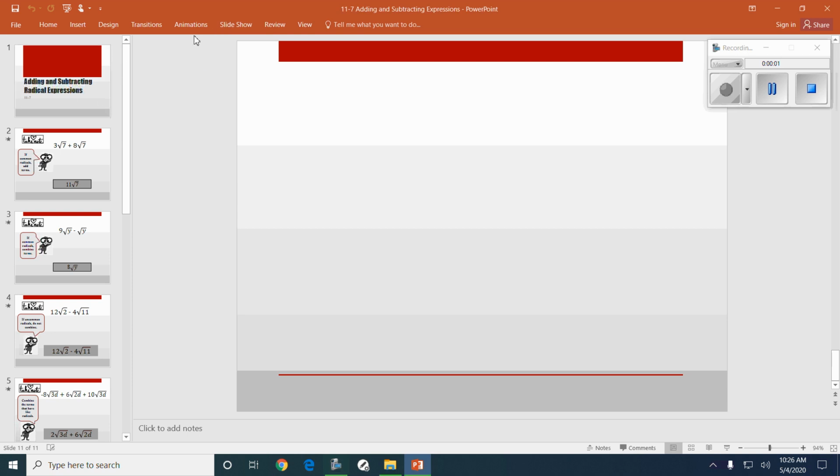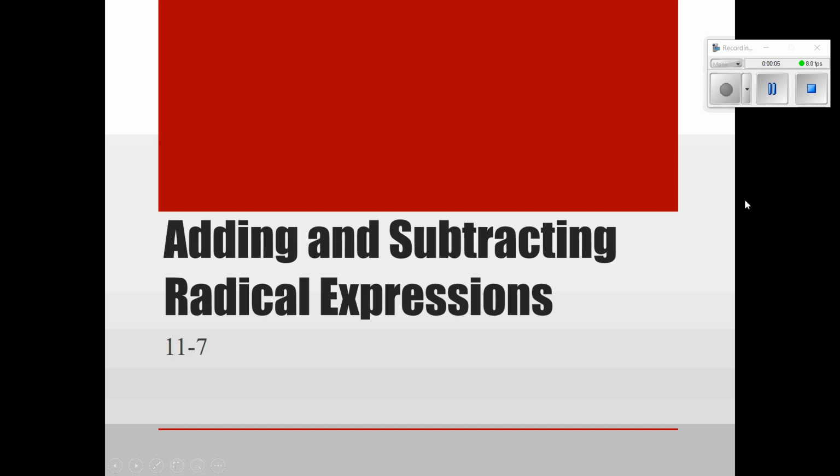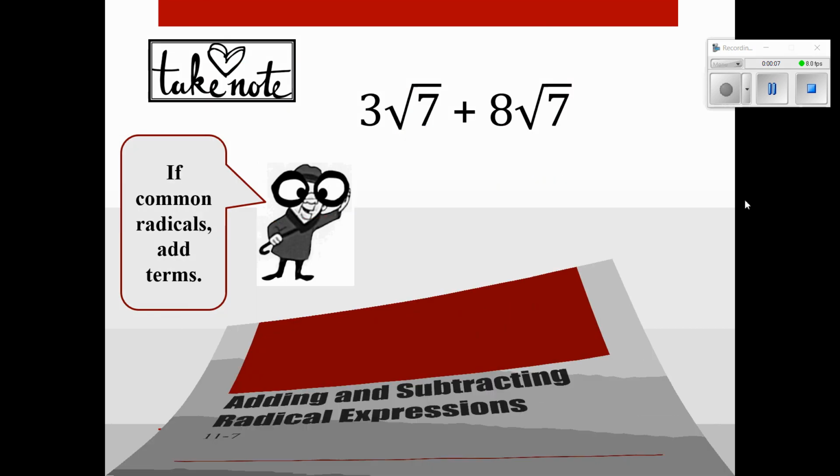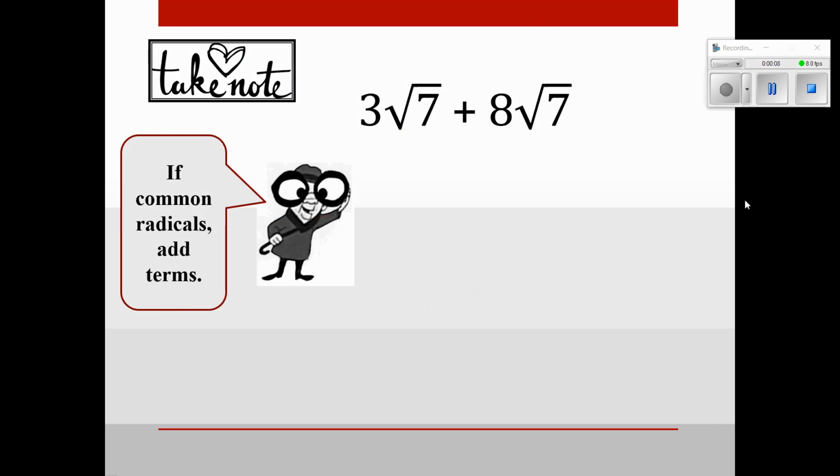Today's lesson, we are going to be adding and subtracting radical expressions. When adding and subtracting radical expressions, we need to look for common radicals. So if you look up at this example, you'll see here that we have the square root of 7 and the square root of 7. These are common radicals. So 3 times the square root of 7 plus 8 times the square root of 7.